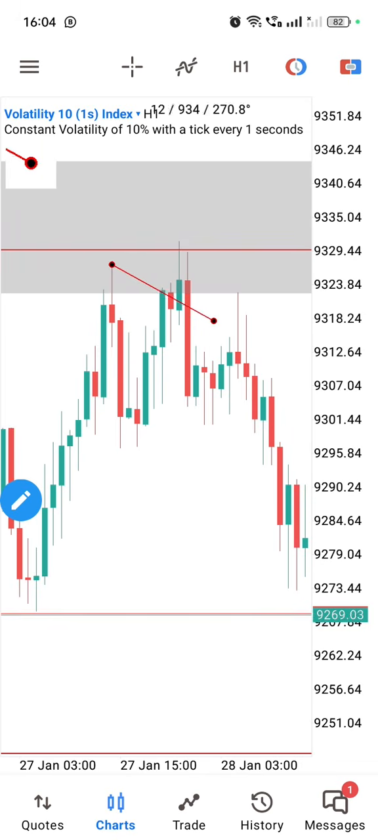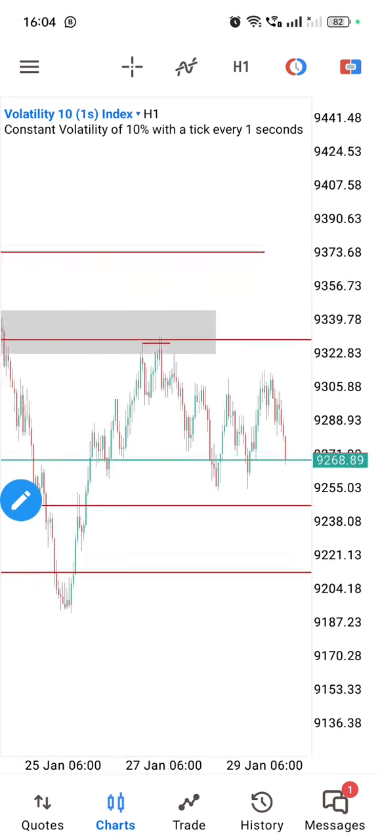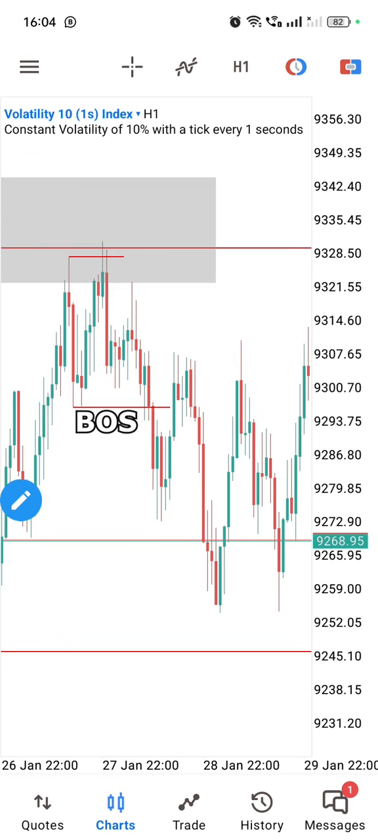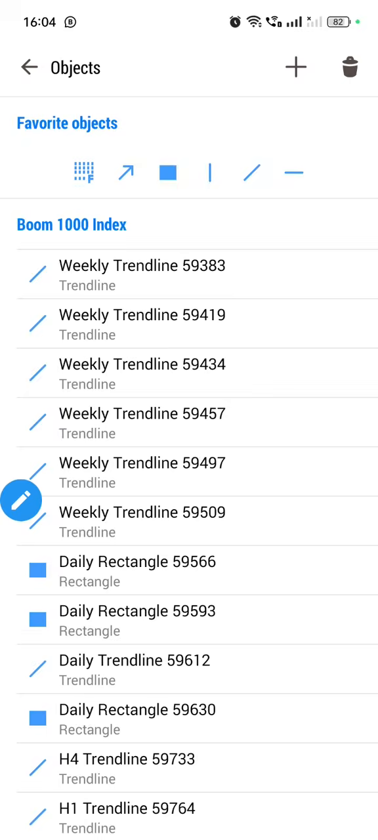And what did it do? It wiped, it hit that mean threshold on the 1 hour, and then after it did, it broke structure below that low, and now price has to keep on plummeting because it retraced to a 1 hour OB, and then it went back down to break structure again.